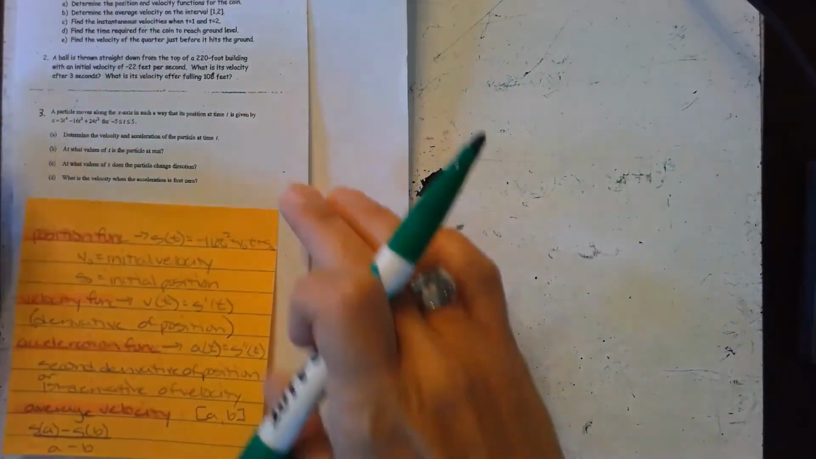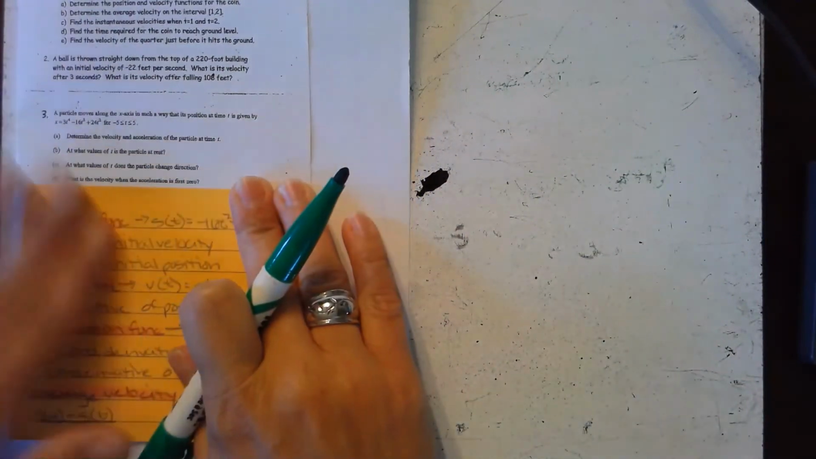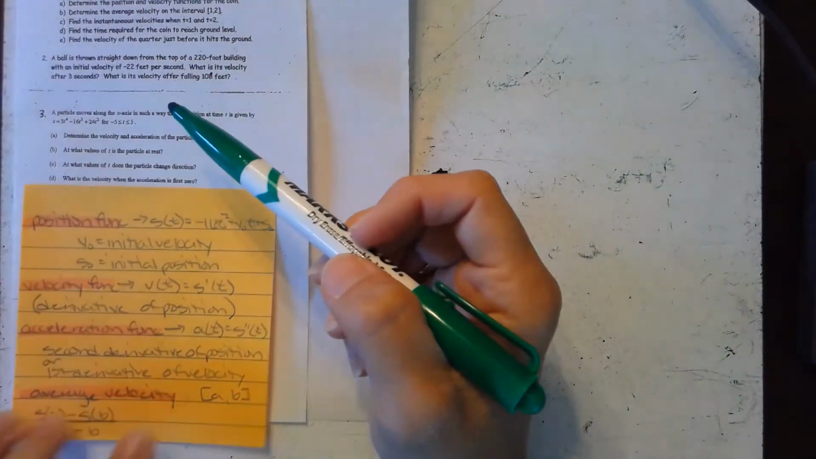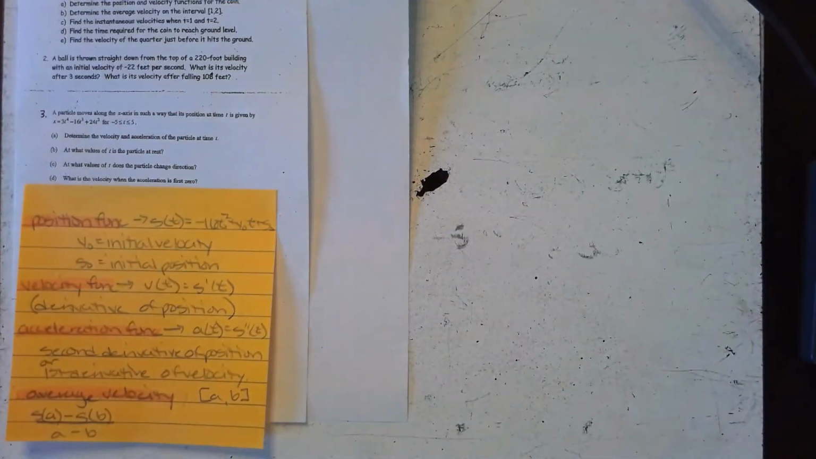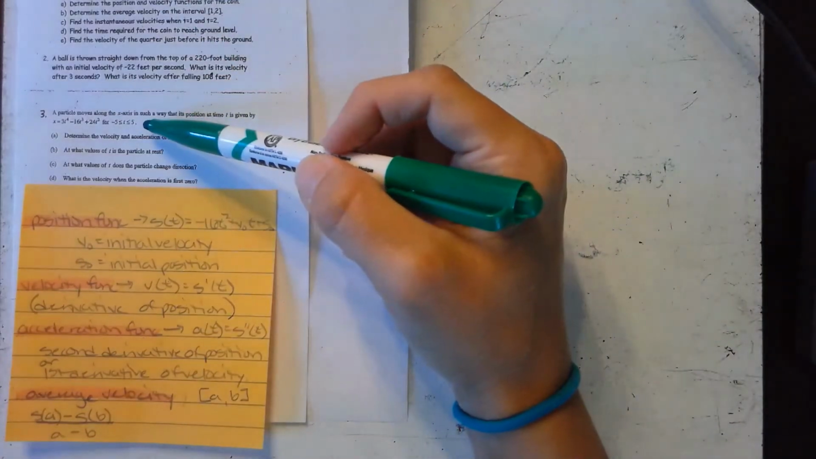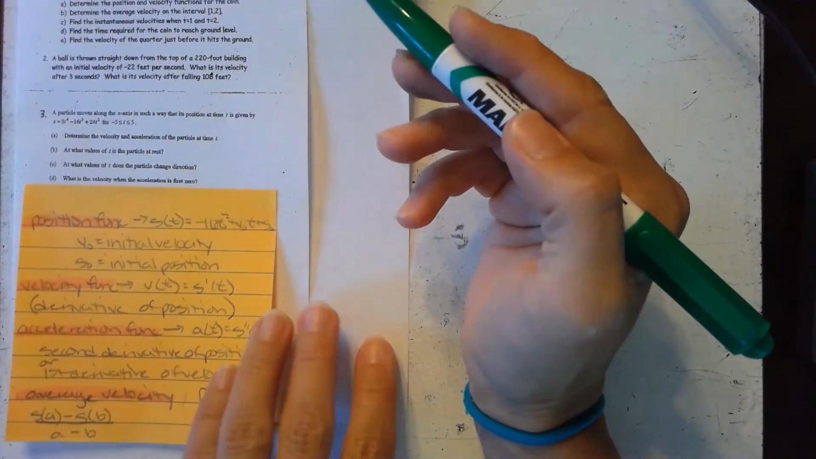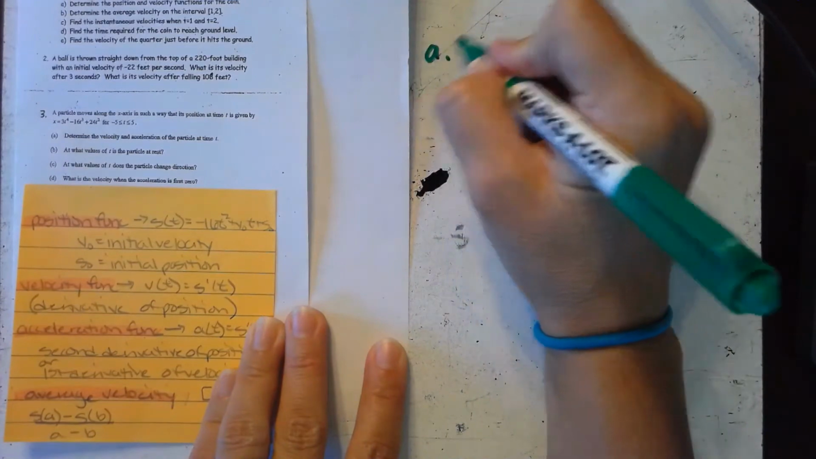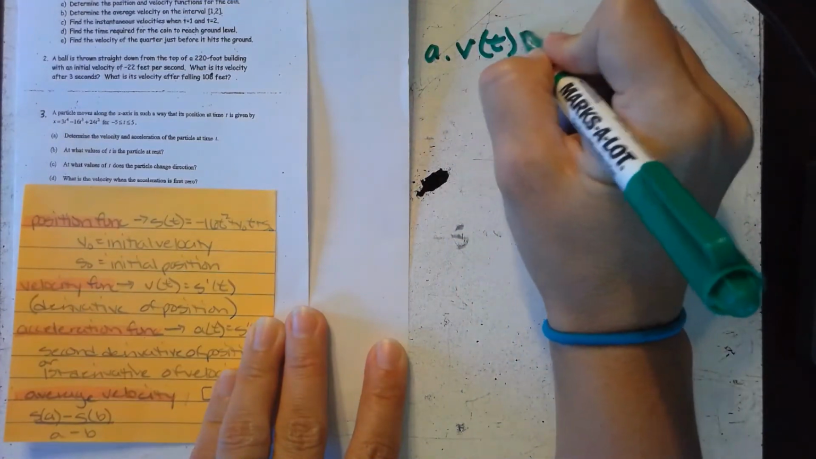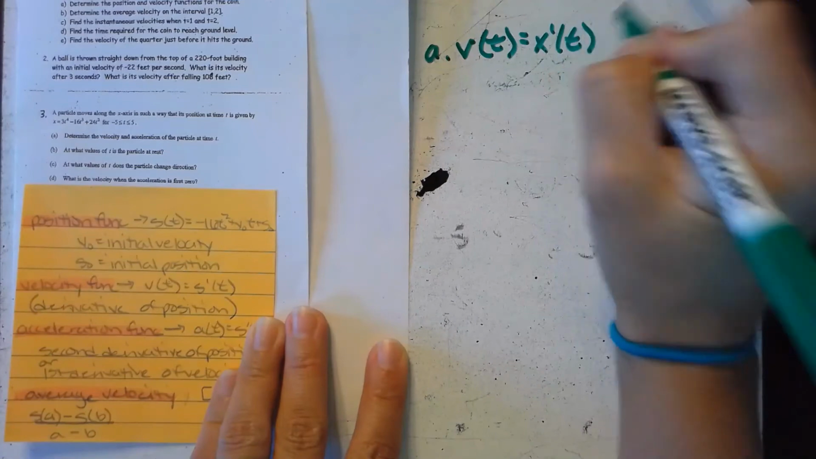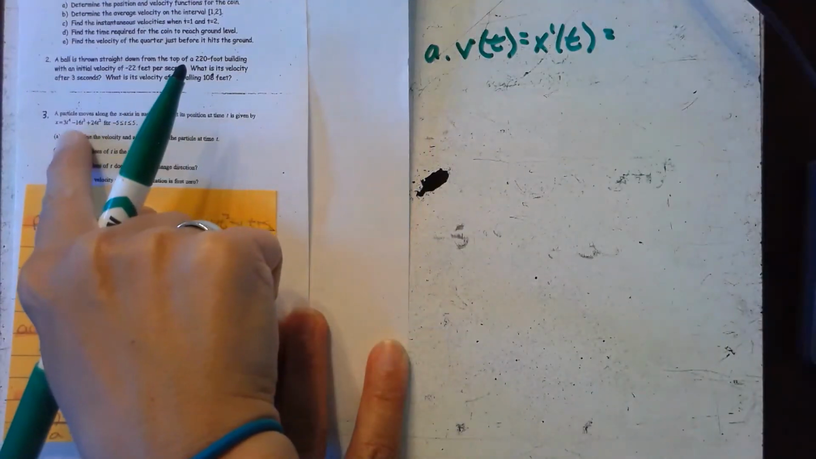So we're looking at number 3, and I just keep this here so you can recall everything. The particle moves along the x-axis in such a way that its position at time t is given by, so they gave us the position function and then the interval. Determine the velocity and acceleration of the particle at time t. Well, velocity, remember, is the derivative of the position function. So let's go find the derivative of that.